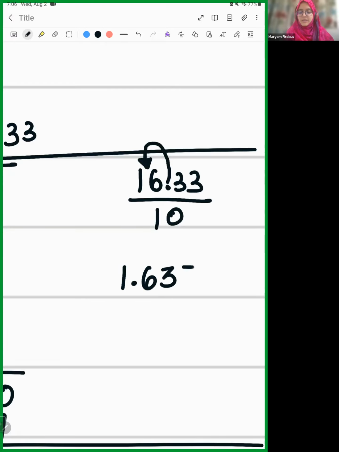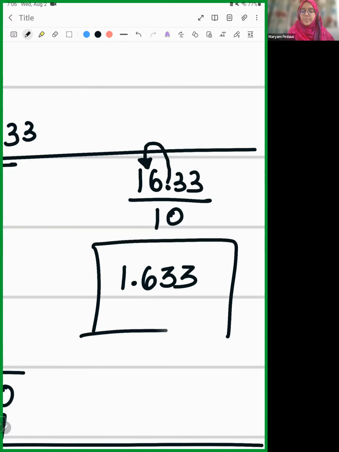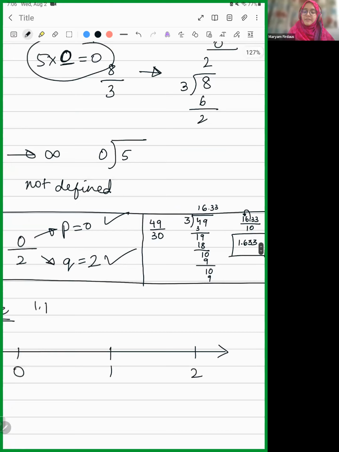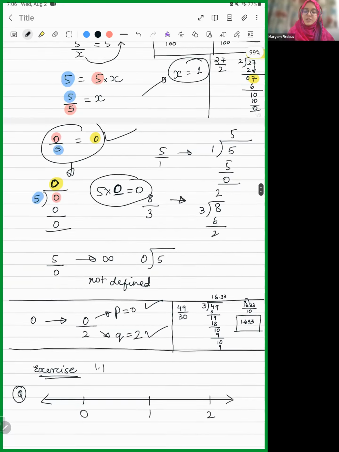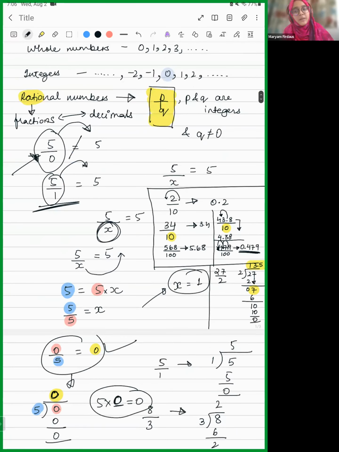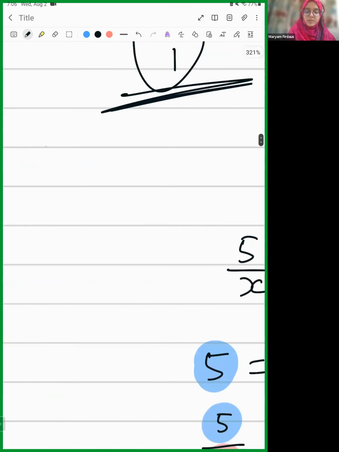1.633. This is the answer. Okay. So what have we learned? We have seen that a fraction can be changed to a decimal. Similarly, a decimal can also be changed to a fraction. For example, if I give you the decimal 1.47, how can you change it to a fraction?